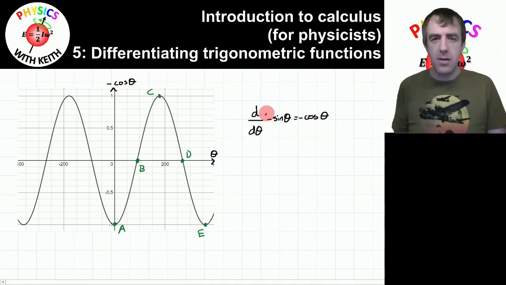Now, when writing it, put some brackets in here. Otherwise, this looks like d by d theta subtract sine theta. I'm not really sure what that would mean. So put some brackets in there.